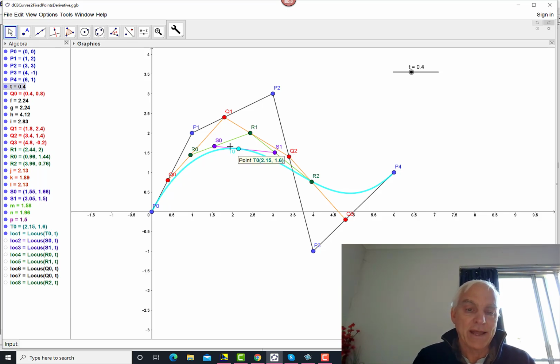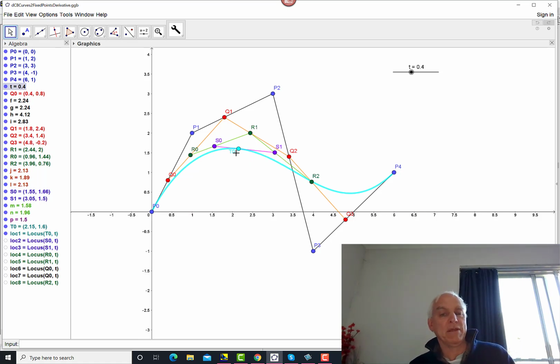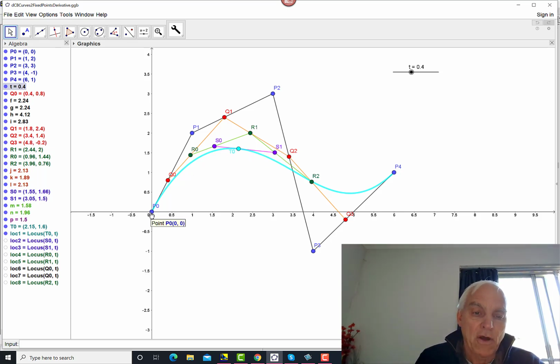And a natural question is, how do you describe each of these individual parts also in a dCB format? In other words, what would be the control points of, say, this portion of the curve going from P0 all the way up to T0? How do you find the control points for that? And similarly, how do you find the control points for the rest of it, for the curve going from T0 to P4? And de Casteljau realized that there was a remarkably beautiful answer to this question, which in fact is sitting here in front of us.